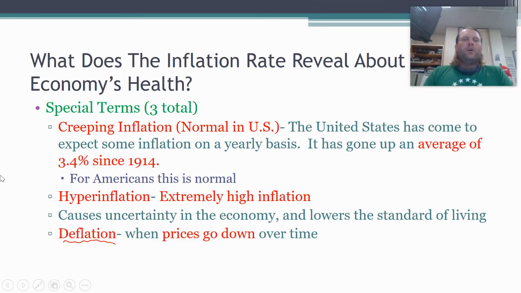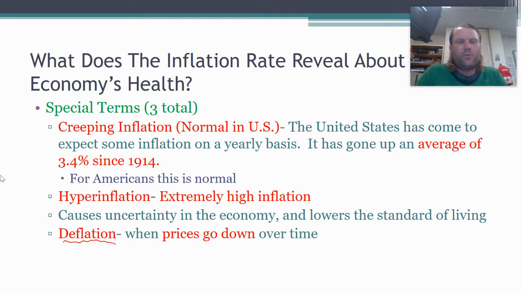Okay. So you've got three types of inflation that we want to talk about. We've got what's referred to as creeping inflation. That's the normal inflation I referenced a second ago. On average, since about 1914, so 100 years or so, it's actually 3.4%. And like I said, that's probably a little bit high for an average of what we would want it to be. Anyway, that's normal in the United States.